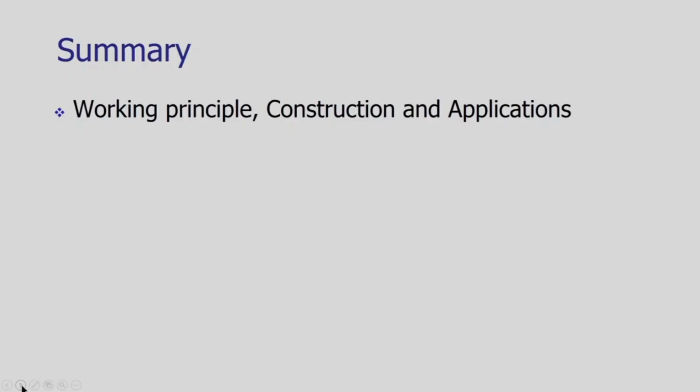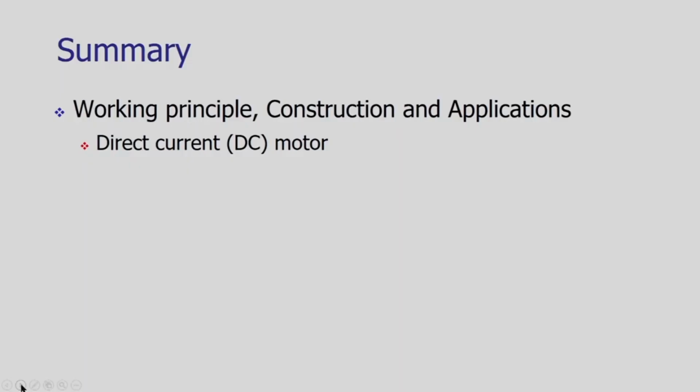Fine, let us summarize lecture 2. In this lecture we have seen the working principle, construction and applications of two important types of electrical drives, that is the DC motor, direct current motor, and the alternating current motor. So, we have seen their applications which are useful in the automation industry.